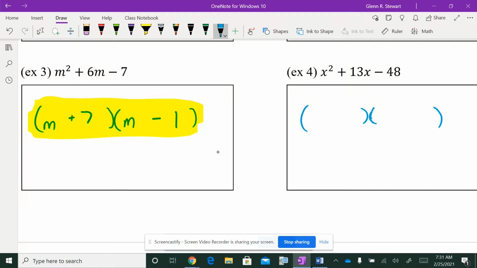Try example 4 on your own. See if you can find something that's going to multiply to give you negative 48 and add to give you positive 13. Yeah, Nick, go ahead. So would it be -3 and 16? -3 and 16, nice. So x minus 3 and x plus 16.